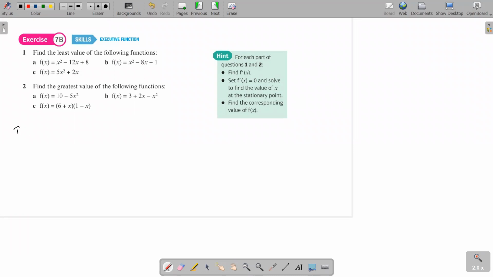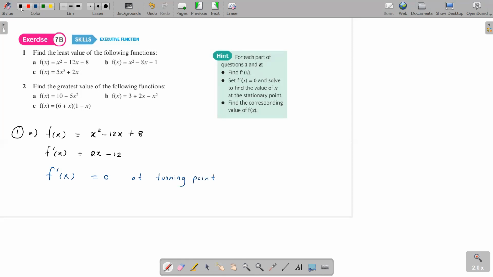What do we do? First I want to get the f dash x. How do we find the f dash x? Differentiate. The x square differentiation is 2x minus 12. To find the stationary point, we need to set our f dash x to 0 first, before you do anything else. f dash x equals 0 at the turning point.